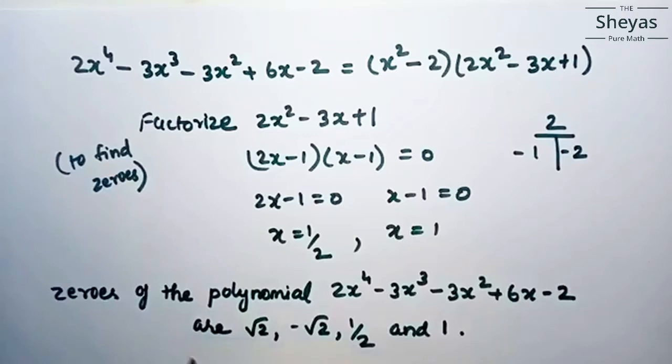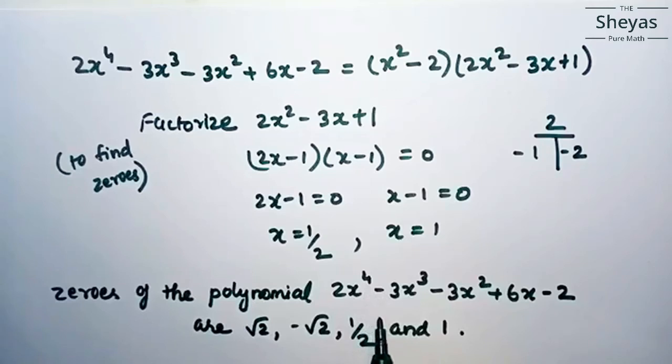So how will you conclude? Zeros of the polynomial 2x power 4 minus 3x cube minus 3x square plus 6x minus 2 are root 2, minus root 2, 1 by 2 and 1. So these are the 4 zeros of the given polynomial. Now keep in mind that we have power 4 here, that is degree 4, so you will be having 4 zeros.